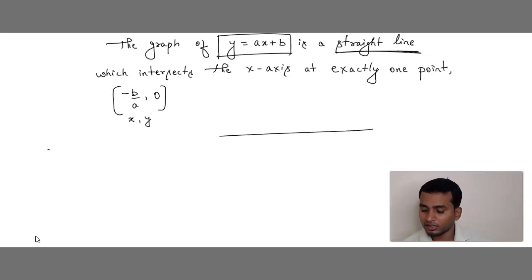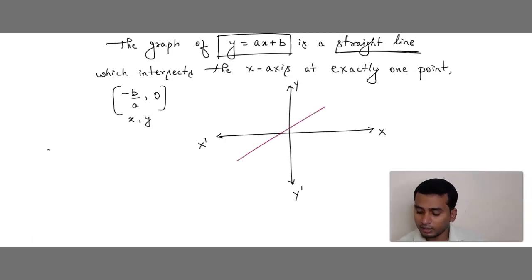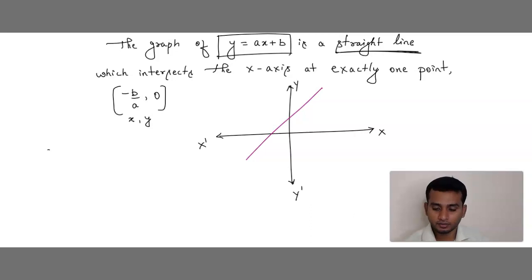It means we can see here. Suppose this is our x-axis, x dash, and this is y and this is y dash. So we get the straight line in this form. Okay, let me take it like this. This is our straight line. Assume. So this straight line, how many times is it cutting the x-axis? You see, it is cutting the x-axis at only one time.